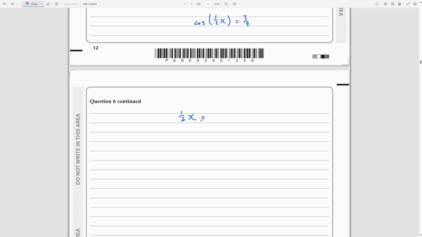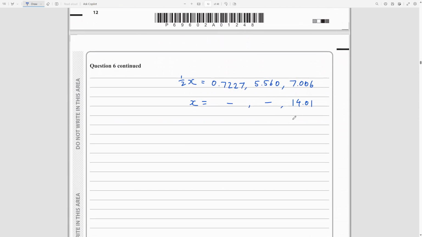So when you do inverse cos of 3/4, you need to make sure your calculator is set in radians. Inverse cos of 3/4 is 0.7227. The next solution for cos is always 2 pi minus your previous answer. So that's 5.560. Now, your next one is just going to be your original first answer plus 2 pi, because the cos graph has a period of 2 pi. So that's 7.006. To find x, we just need to double these, but I'm not interested in that one or that one. I'm interested in this, which I will double to get 14.01. Now I'll just check how they wanted that. 3 significant figures, well, it's 14.0.